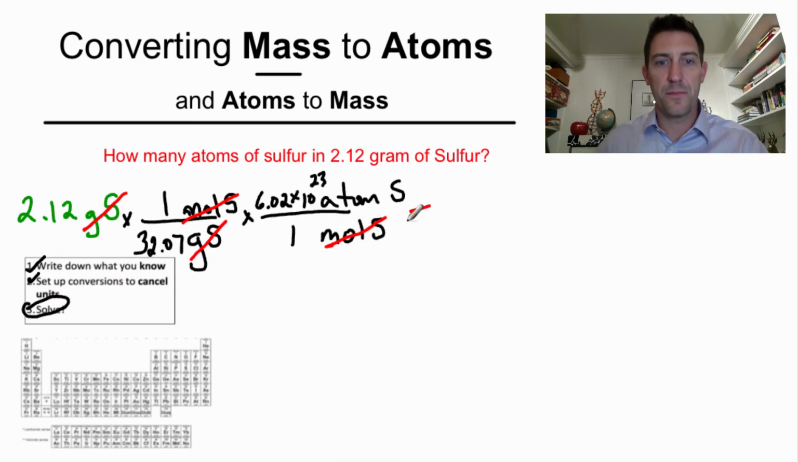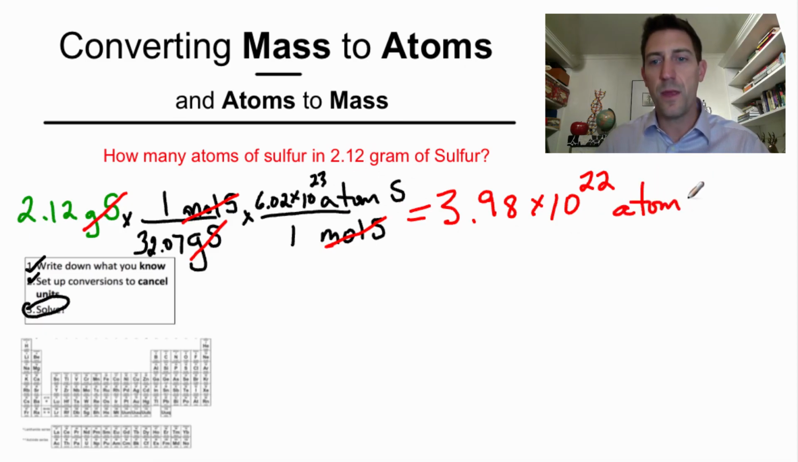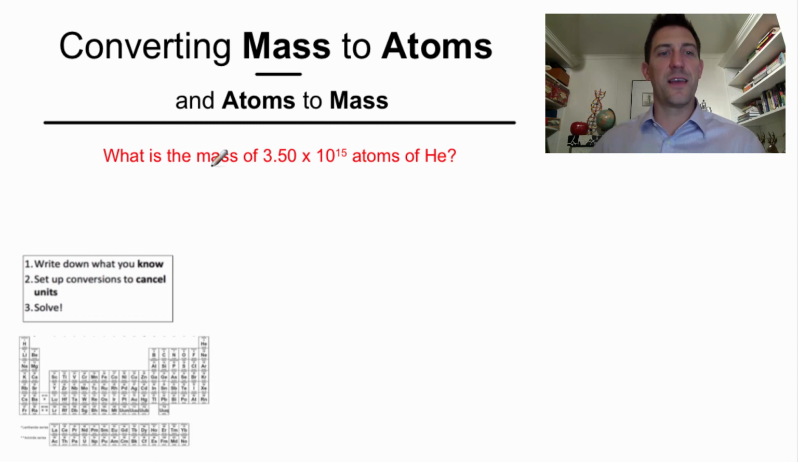3.98 times 10 to the 22. The only units I have left right here are atoms of sulfur, so I can put atoms of sulfur right here. That's my answer. I've got two examples to take this the other direction.